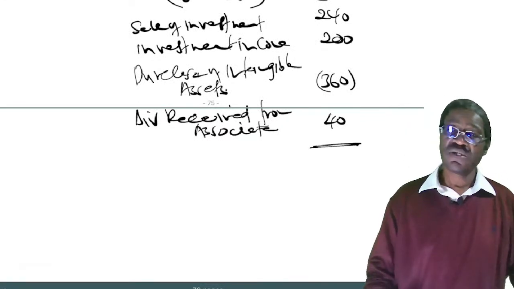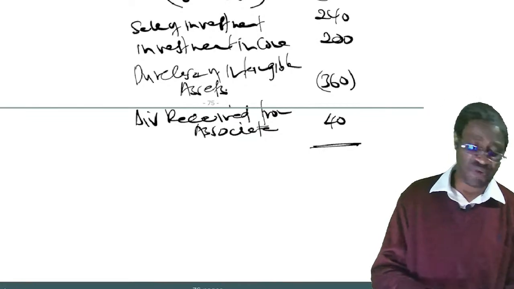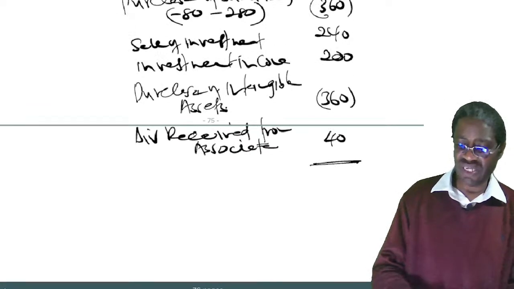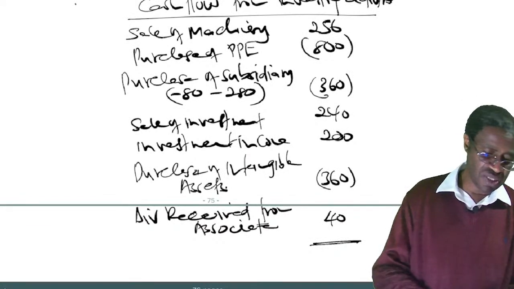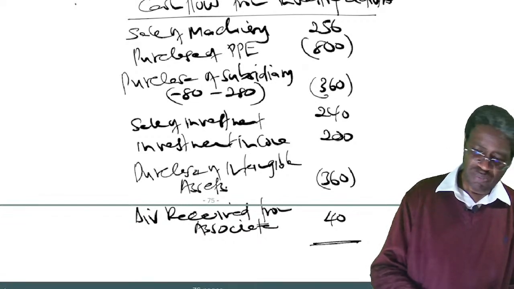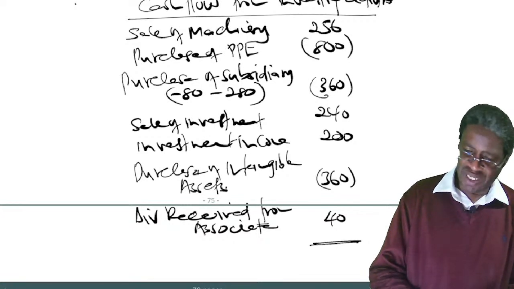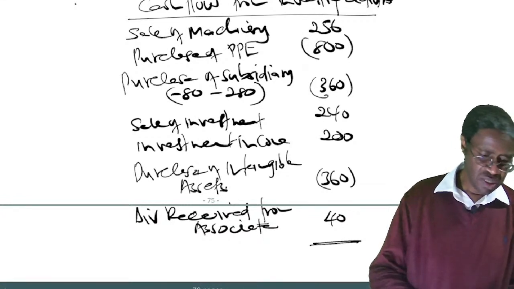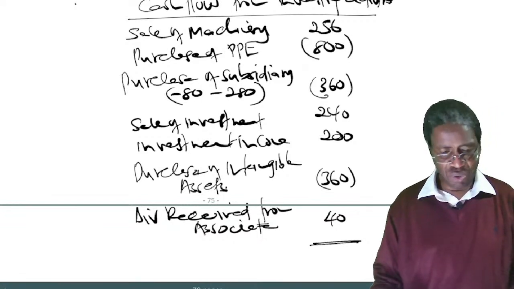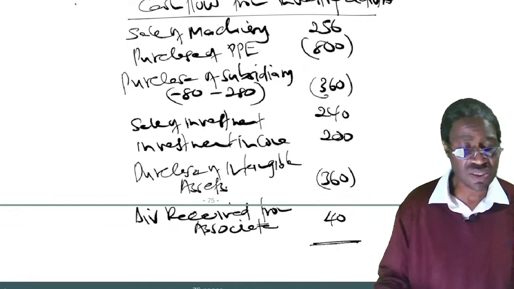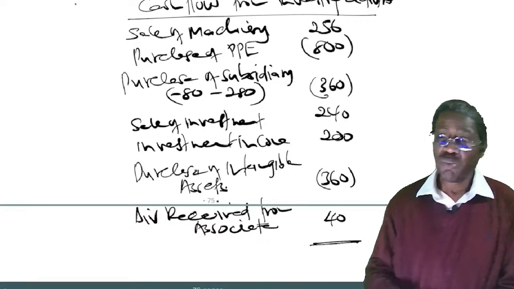So let's get the net. We push it to the extreme. Then we go to the last class of financing. So let's get the operating, the investing. 256 plus, not plus, minus 800 minus 360 plus 240 plus 200 minus 360 plus 40. That gives me 784. I hope I'm right. Confirm my figures. I'm getting 784. Push it to the extreme.